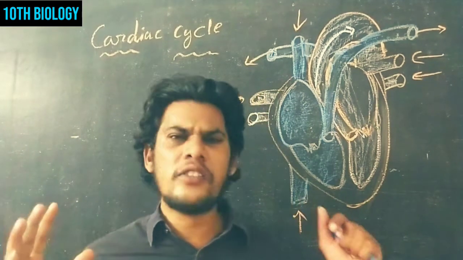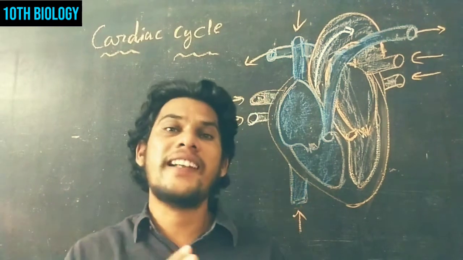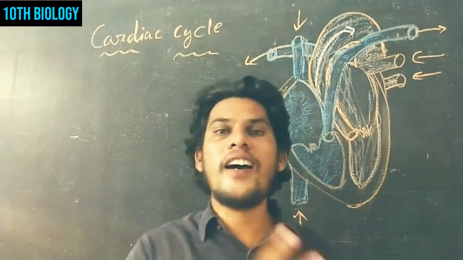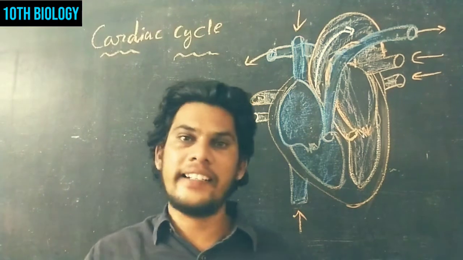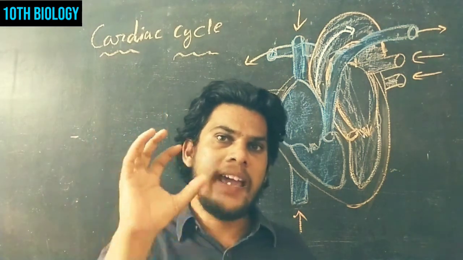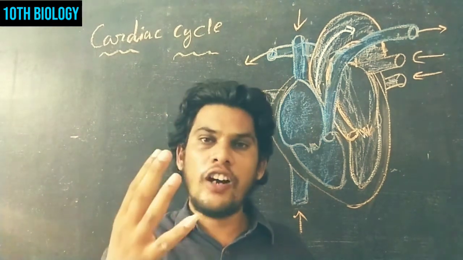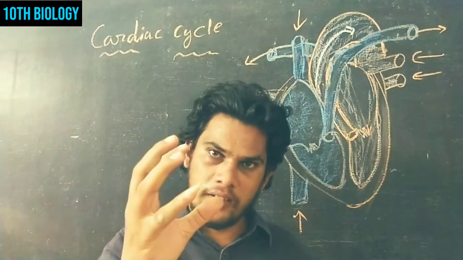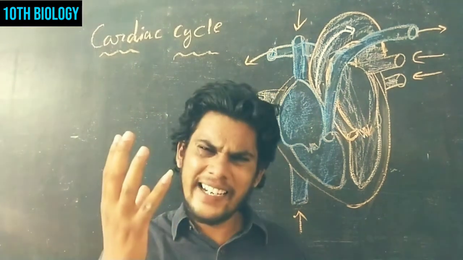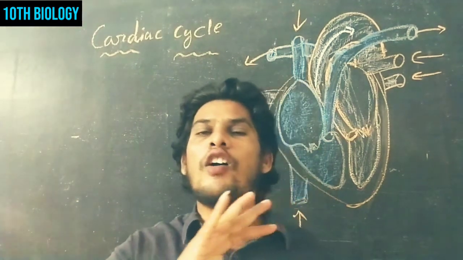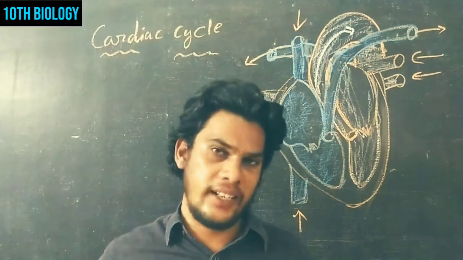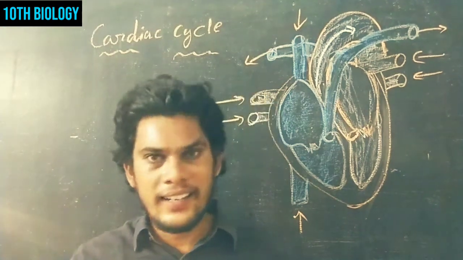A number of students, as well as some people, are confused and misunderstand the cardiac cycle. They think that the contraction of the auricles and the contraction of the ventricles take place at the same time. That means, for example, if we imagine my hand as a heart, they think that the auricles and ventricles, these four chambers, contract at the same time and relax at the same time. Is it correct? Not at all. The contraction and relaxation of auricles and ventricles do not take place at the same time. Then how does it happen? Let's understand.